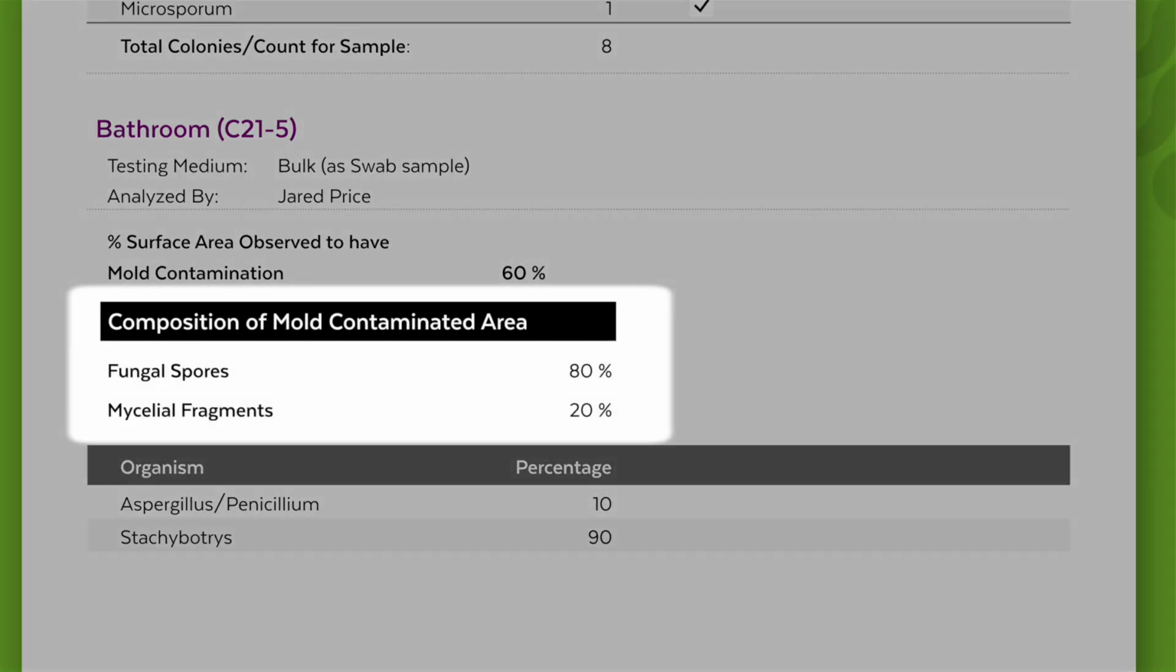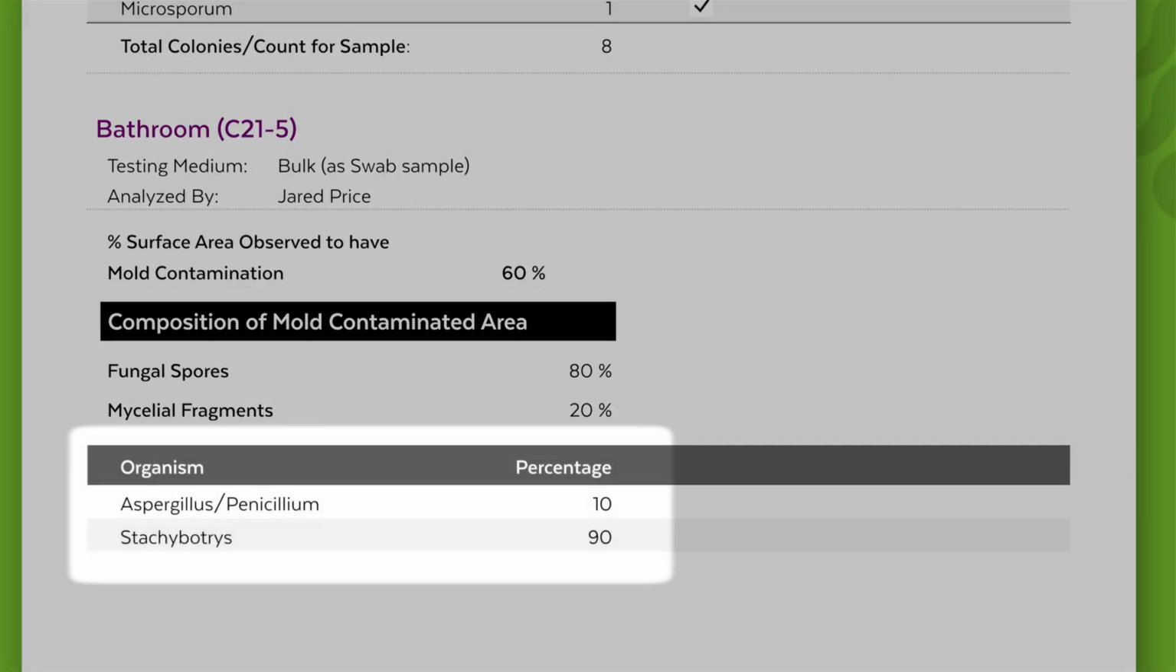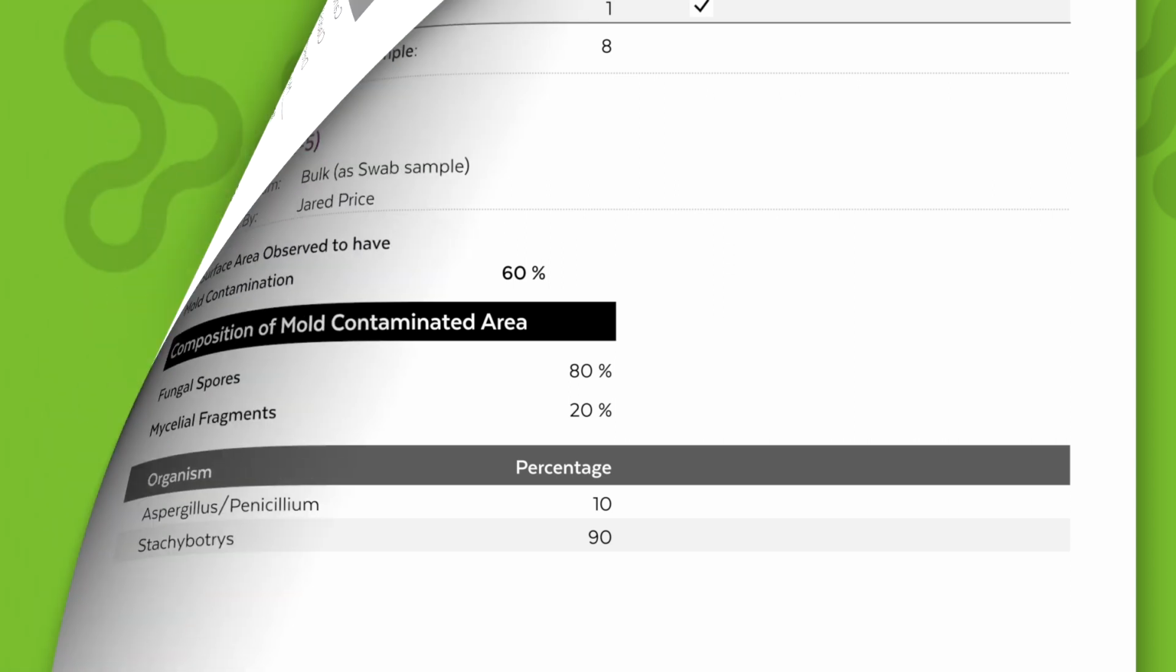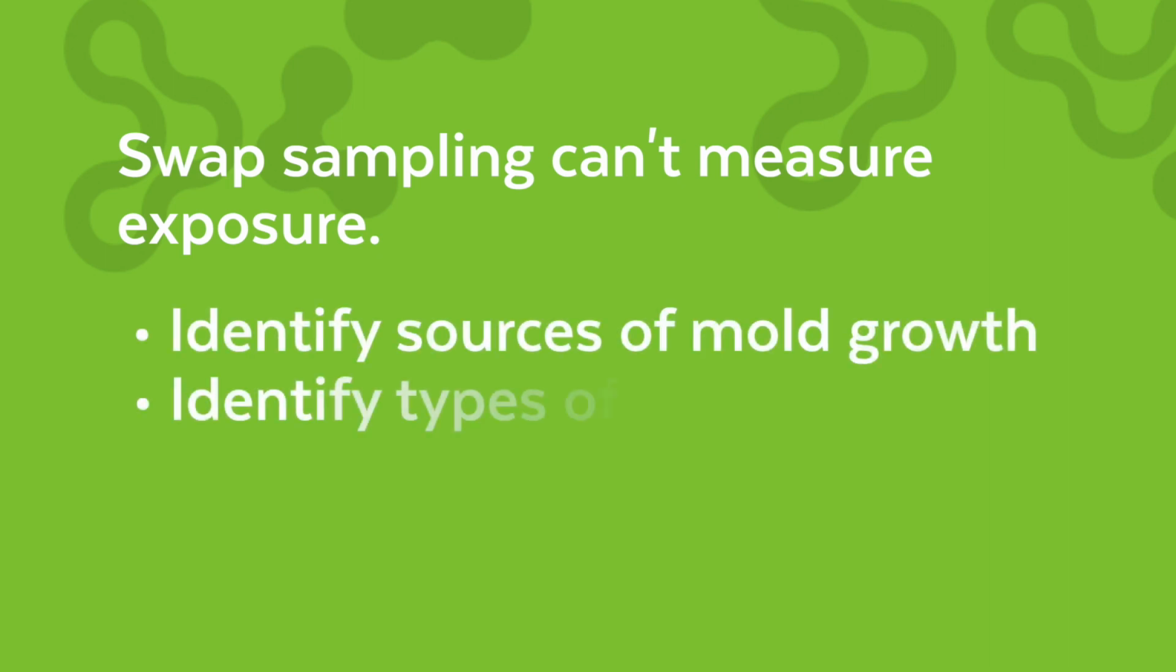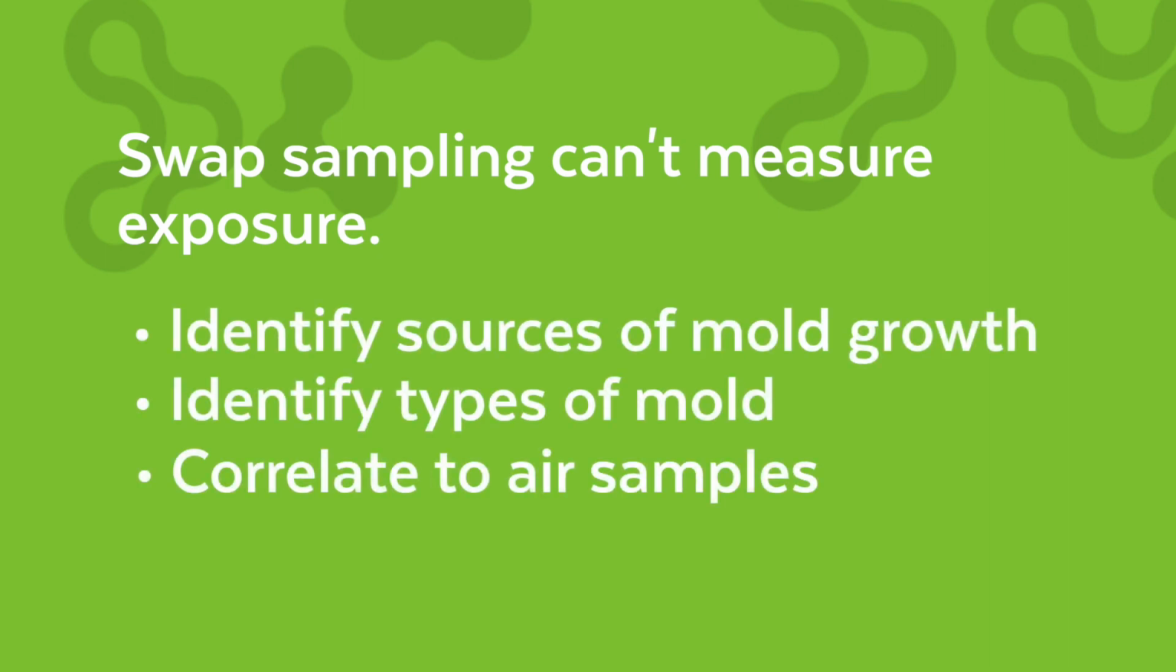The composition of mold contaminated area begins with an estimated breakdown of spores and mycelia fragments, with the most useful information being the organism and percentage out of 100% of the mold observed. Any amount of Alternaria, Chaetomium, or Stachybotrys can potentially affect someone's health. However, swab sampling alone is not able to measure exposure, but is meant to identify sources of mold growth and the types of mold, and often correlate to air samples taken at the same time.